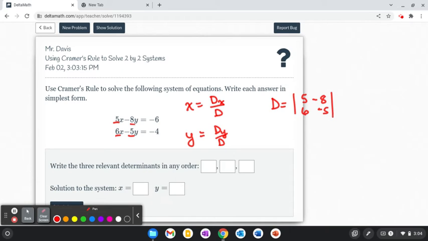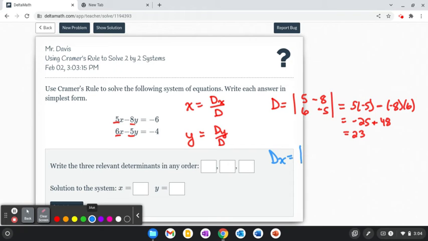And then to define the determinant, you're going to do some cross multiplying. You're going to do 5 times -5 minus, always minus, -8 times 6. And you're going to compute that. So we get -25 plus 48. So that gives us 23. That's our first one. Then we need to get d sub x.